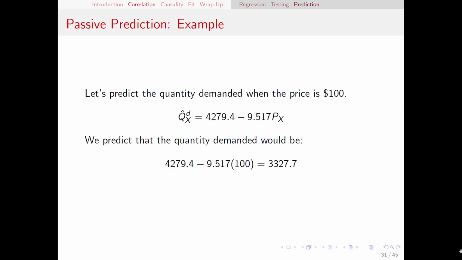For example, if we go back to our estimated demand function that we've been working with, we could ask the question, what do I think the quantity demanded is going to be if the price is 100? We plug 100 into our equation and simply predict that the outcome is going to be a quantity of 3,327. We can make this claim while still acknowledging there might be other factors out there. It's just that when the price is 100, then on average, the quantity tends to be about 3,327 units.